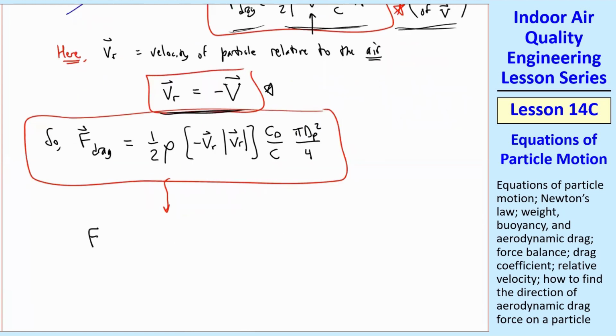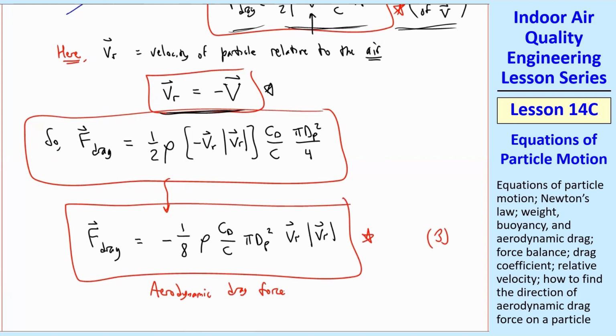And let's just clean this up a little bit. We can combine the 2 and the 4, put the negative sign outside. So we have minus 1/8 rho CD over C, pi dp squared, VR vector, and then magnitude of VR. And this is our aerodynamic drag force on our spherical particle, and I'll call that equation 3.